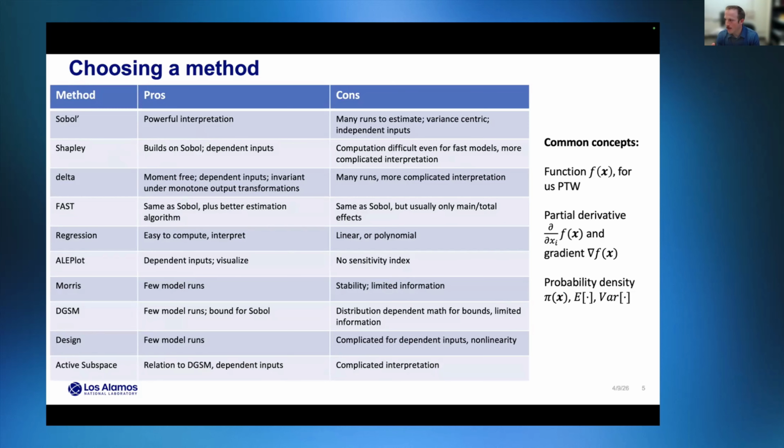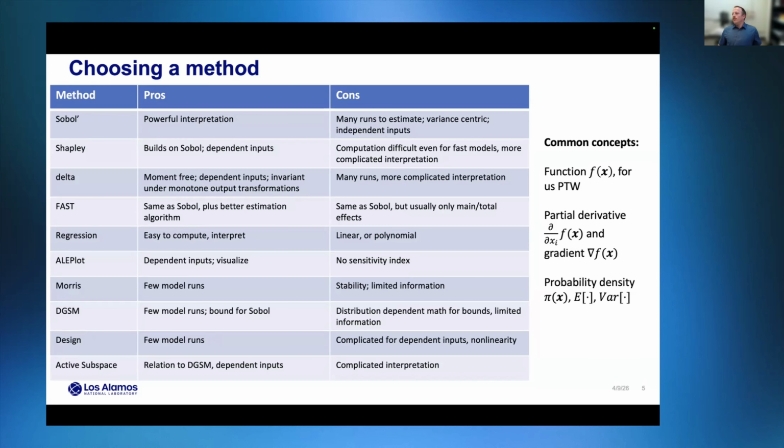So x is a 10-dimensional input, and f of x is the scalar response. It's PTW stress at those particular parameters I mentioned. We're going to see the concept of partial derivative and gradient as key concepts for a number of these methods. In fact, in a lot of the physical sciences, where those fields will learn about sensitivity analysis, it will be almost synonymous with gradient. And we'll describe what that gets you and what it doesn't necessarily get you.